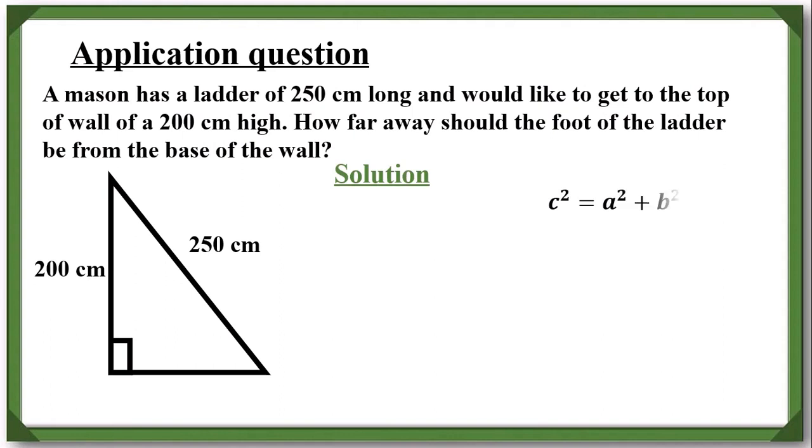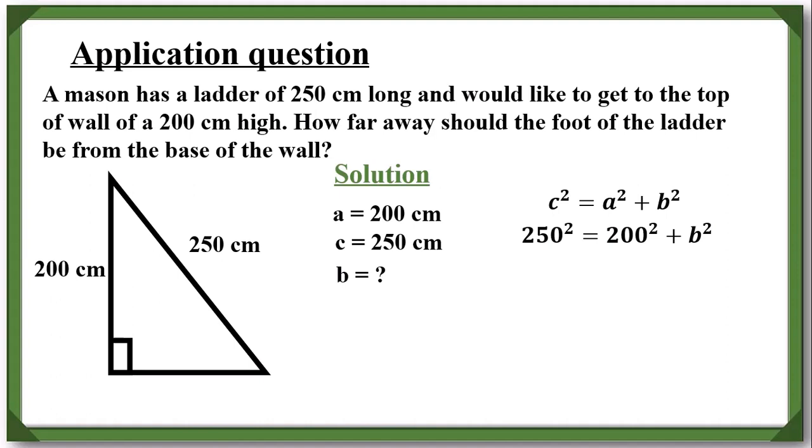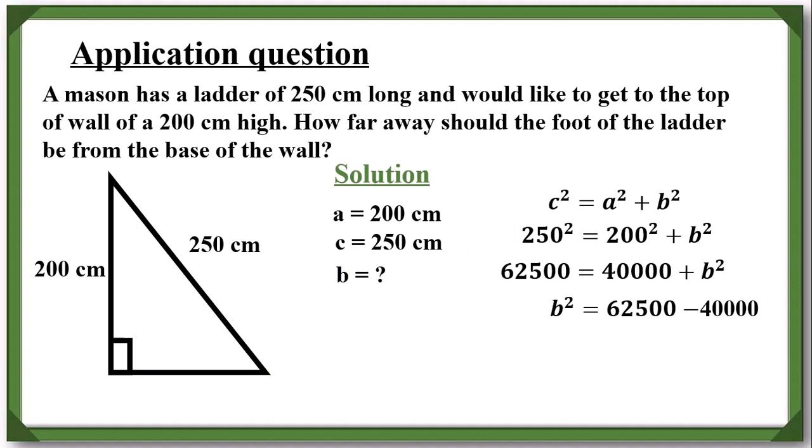Using the Pythagoras theorem, C squared equals A squared plus B squared. Taking A to be the height of the wall, C to be the length of the ladder, and then B to be the distance of the foot of the ladder from the wall. We then substitute the values of A and C into the formula and make B the subject. We then get B to be 150 centimeters. And that becomes the distance between the foot of the ladder and the base of the wall.